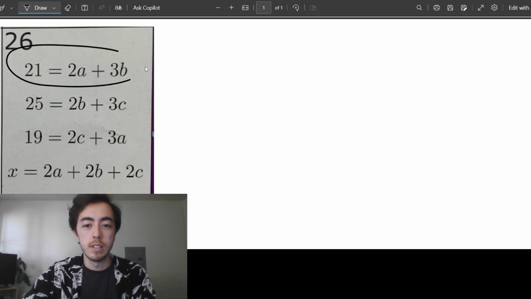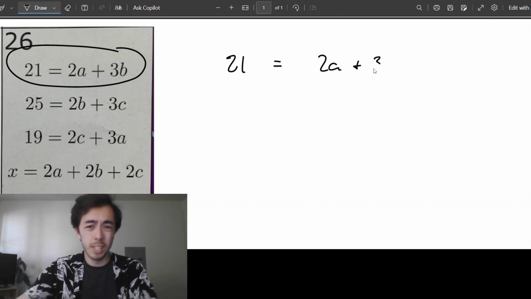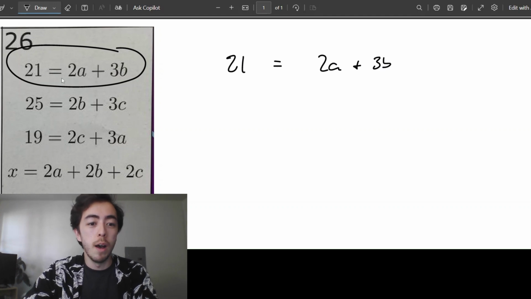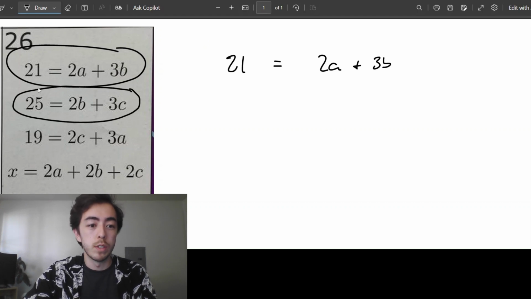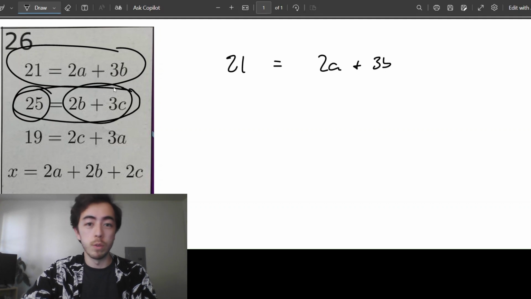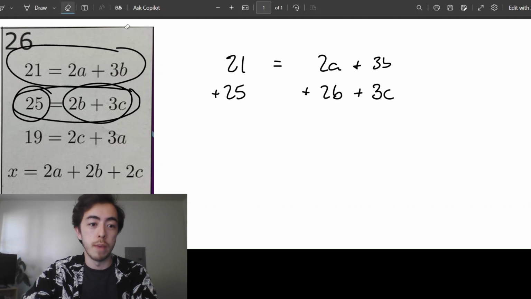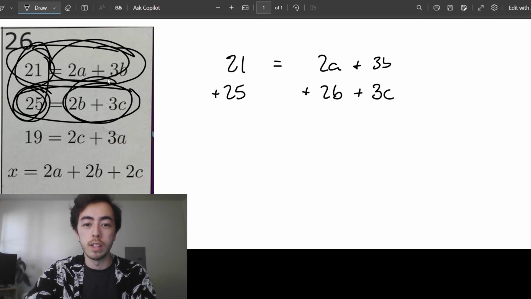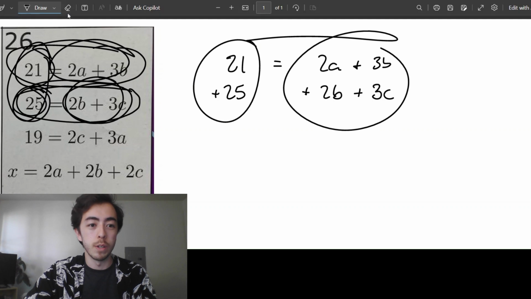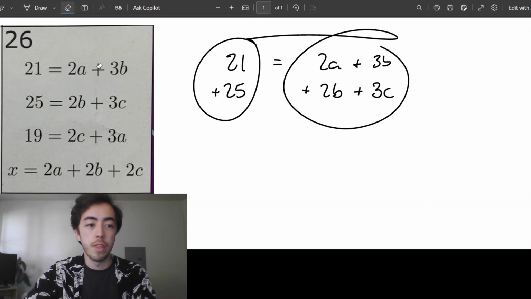If these two things are balanced, then I could just say that 21 equals 2A plus 3B. That's pretty clear. It just comes from the first equation. But I can start adding these equations together, because since the 21 and 2A plus 3B are the same, I could add on the 25 on one side and add on the 2B plus 3C to the other side of my equation, and it still should be equal, because I'm adding like the left sides up, and this is equal to that, this is equal to that, so surely these things added to each other are also equal. And so I'll tack on the third equation too.